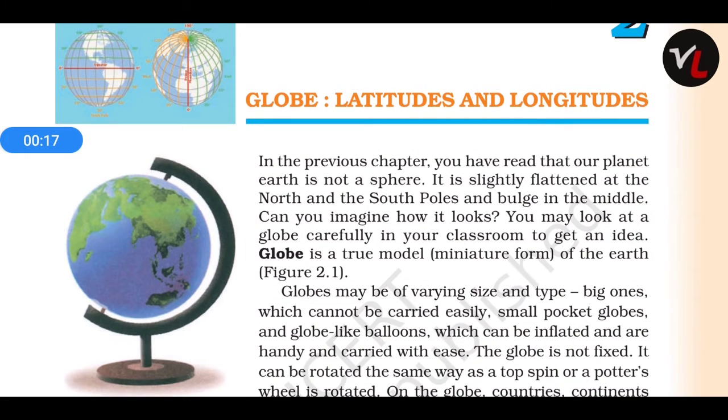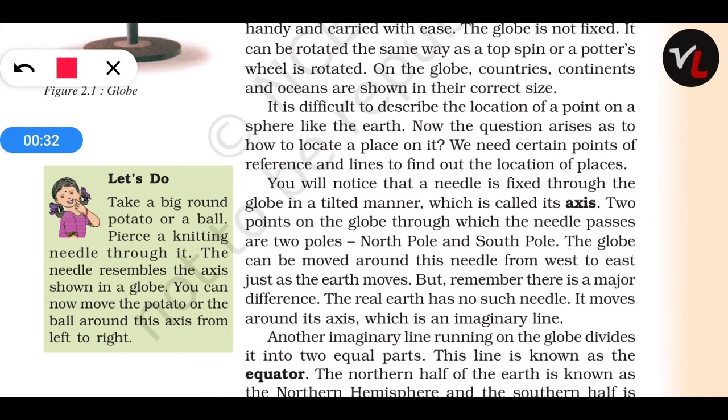Globe is a true model or the miniature form of Earth. It is a miniature representation of Earth. When we notice the globe, we can see a needle which is fixed through the globe in a tilted manner, which is called the axis. So the axis is a needle which is passing through the globe in a tilted manner.